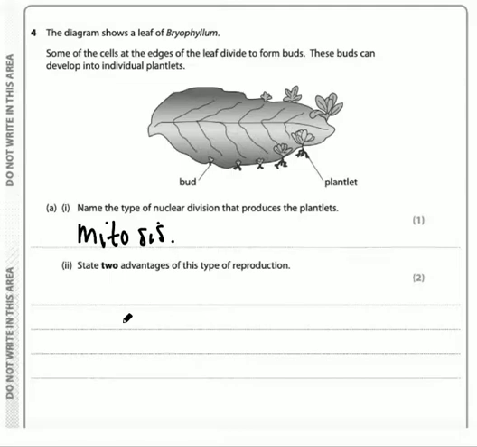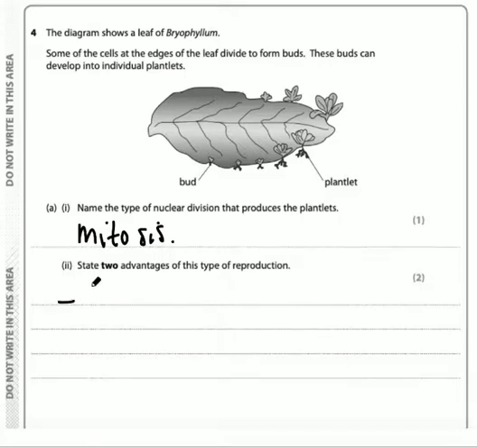State two advantages of this type of reproduction. So straight up, two advantages of mitosis. It's that they produce large numbers of offspring, they produce rapidly, and they don't need another plant. So those are three advantages.